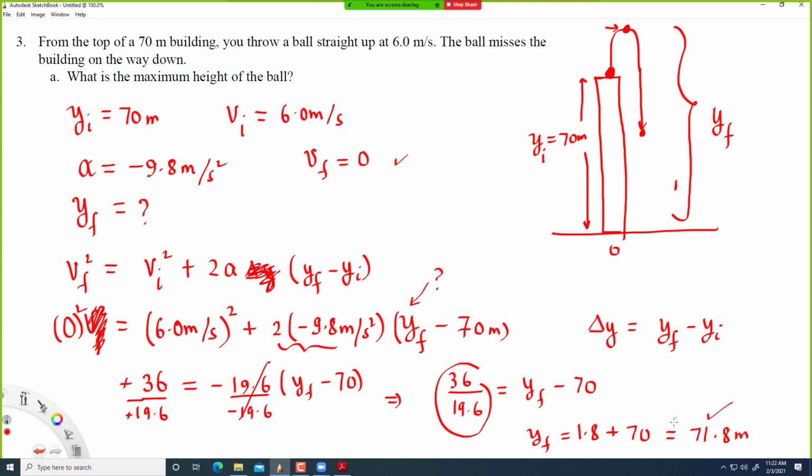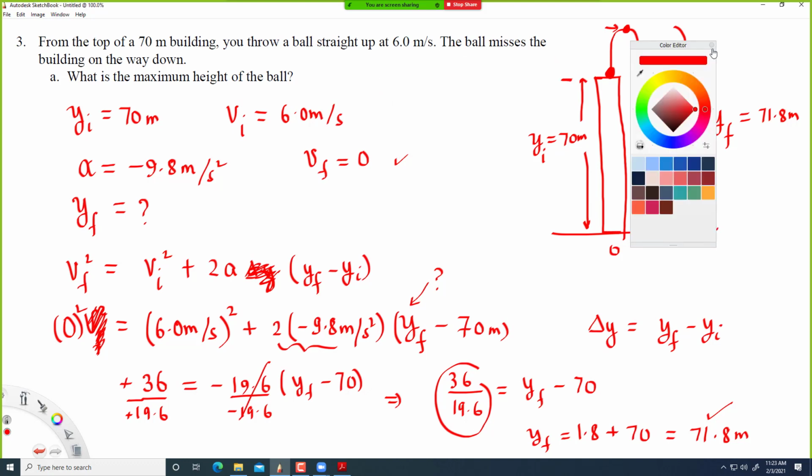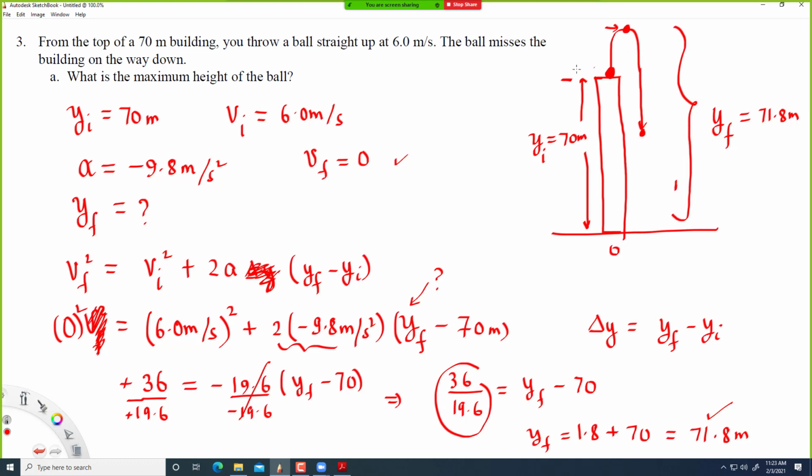So the ball will reach 71.8 meters from the ground. We are measuring with respect to the ground. If you measure from here, then it will be just 1.8 meters. But from the ground, it will be 70 plus 1.8.